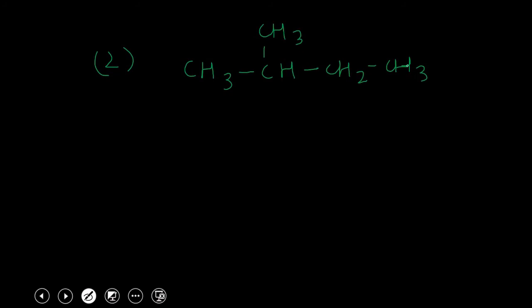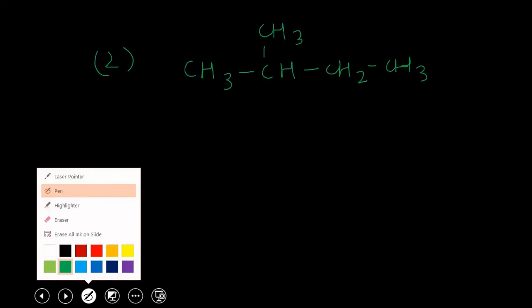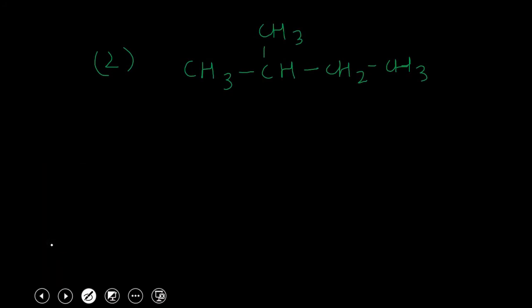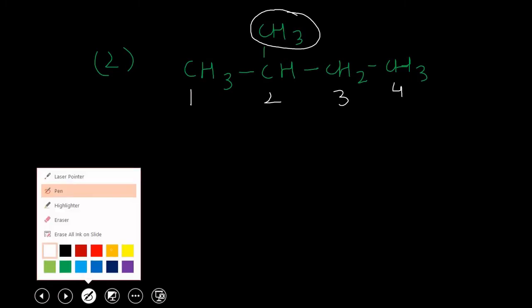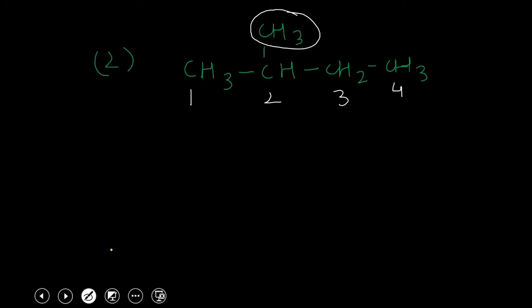You can see here, if I start numbering the carbon atoms, I'll number from this side, left to right, because our aim will be to give least number to the carbon which possess the branch. So 1, 2, 3 and 4. If I number from left to right, the carbon atom which possess the branch, this is branch, gets the number 2. And if I number from right to left, what will happen? The carbon which possess the branch will get the number 3. So it is getting more number here. So this is not the correct way of numbering. We will number from left to right.